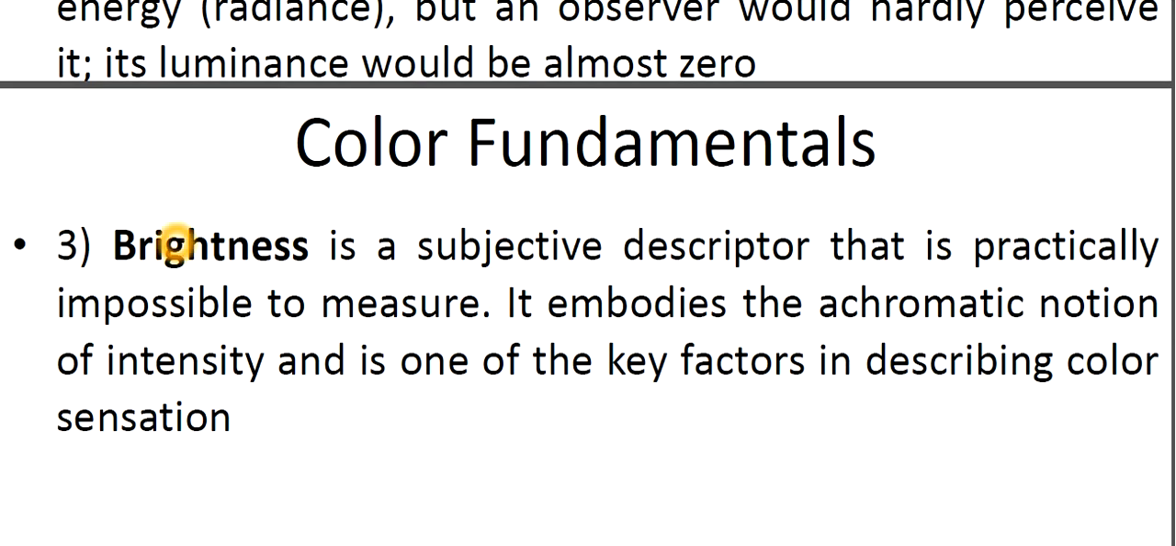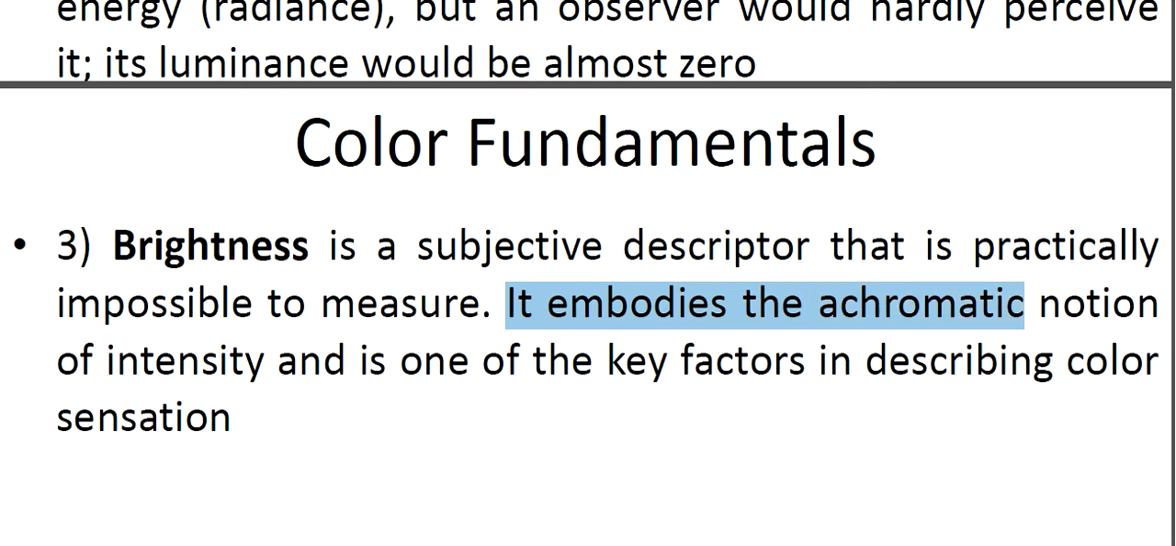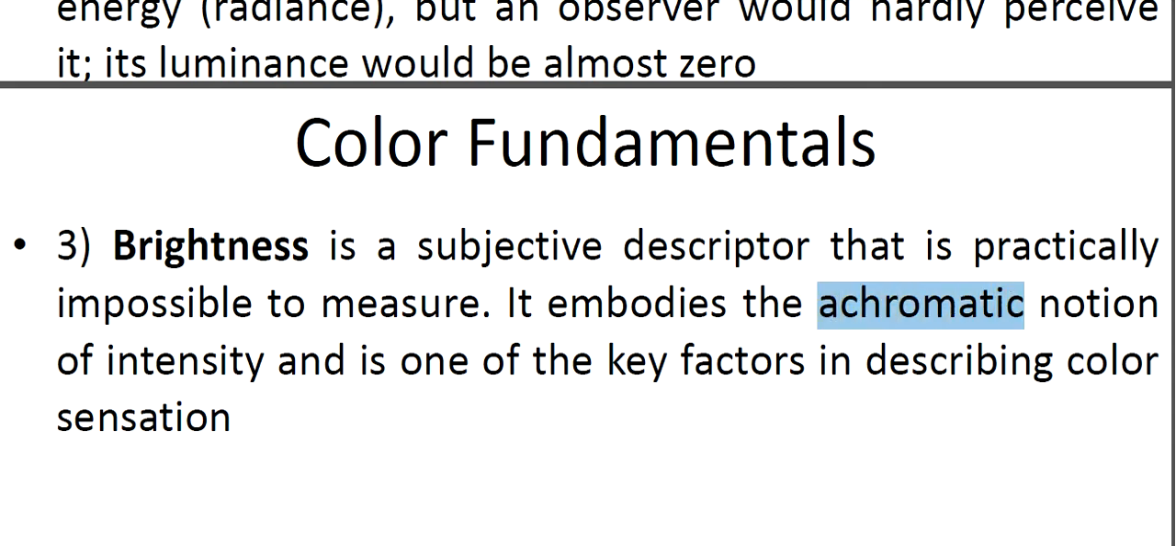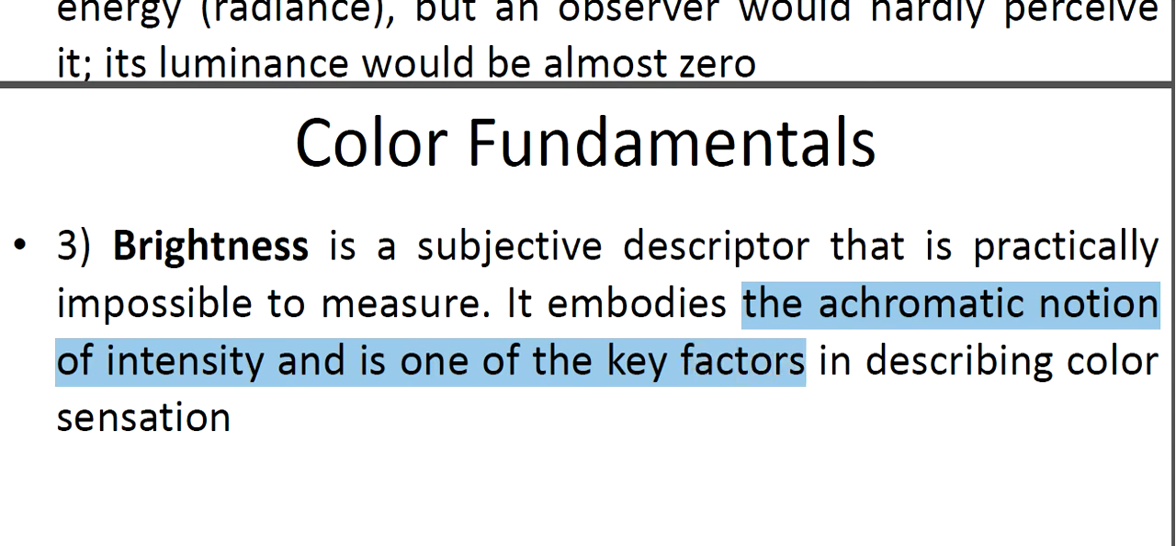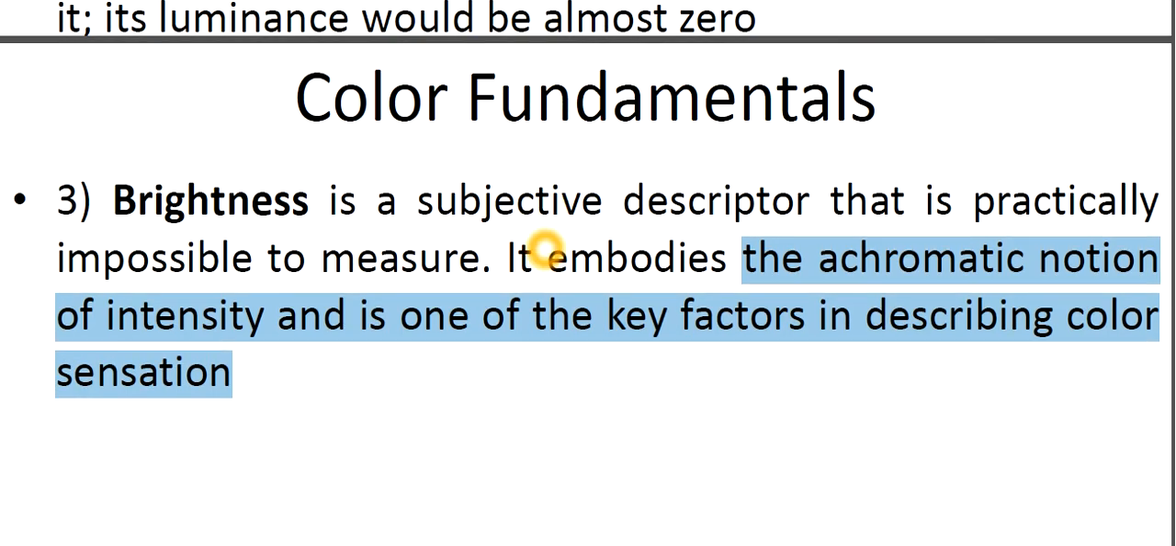Then we have brightness, and this term is also very much important. This is a subjective descriptor. Remember that brightness is a subjective descriptor that is practically impossible to measure. This means that as it is subjective, it may vary from person to person, so it is practically impossible to measure. It embodies the achromatic notion of intensity and is one of the key factors in describing color sensation. I just illustrated what is meant by achromatic. Clear? So these terms radiance, luminance and brightness are clear to you.